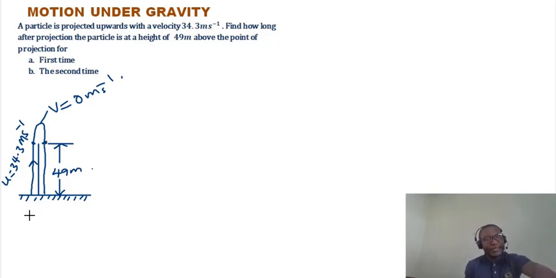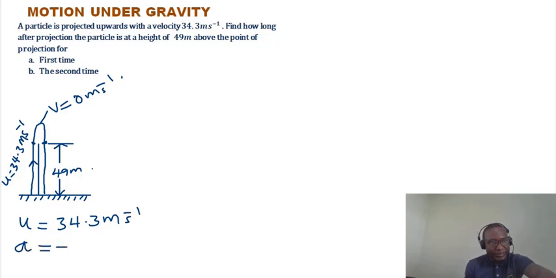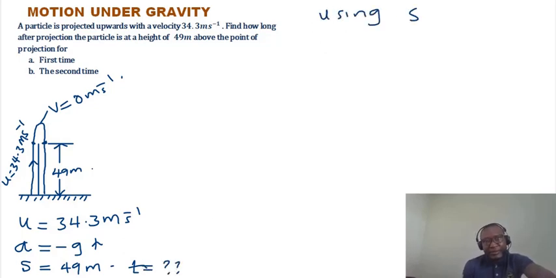Now we can go ahead and summarize the information that is in the question. We have that the initial velocity is 34.3 meters per second. We have the acceleration, which is going to be negative g because we are moving up. Then we have the displacement. So the displacement of our interest is 49 meters. We are interested in finding the time. So we are now going to use displacement is equal to ut plus a half at squared.